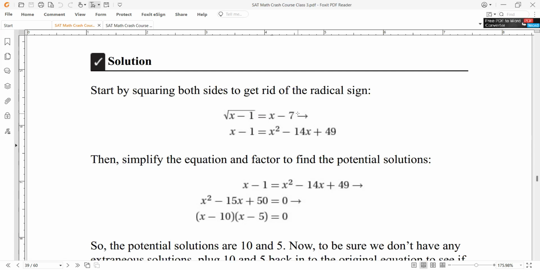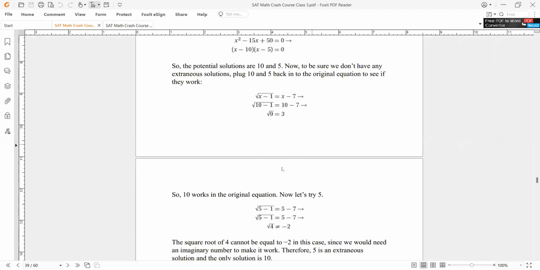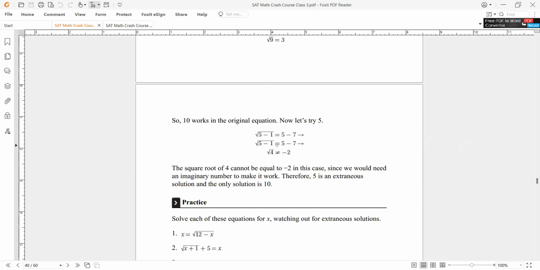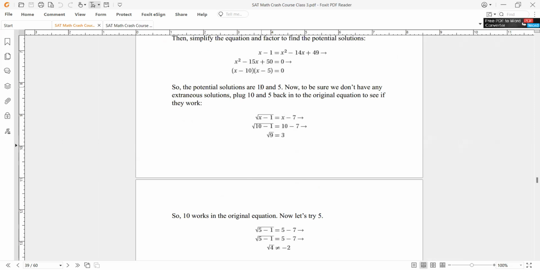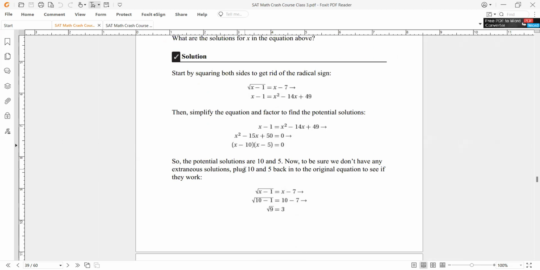Have you got my point or not? Yes. I hope you will come to know, because if you solve these problems with your own hands, with pen and paper, you are going to understand. Just look at this, 10 and 5. We are trying to plug 10 and 5 into this equation, first the 10 and then the 5, to see which one is the answer.